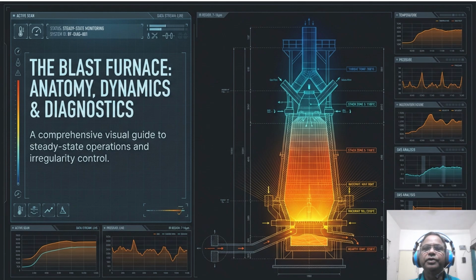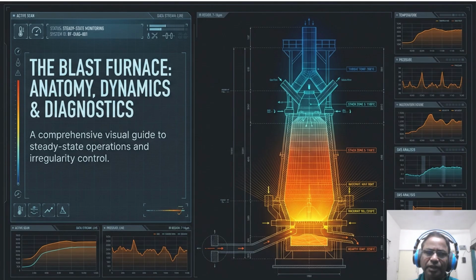Today we are focusing on steady state monitoring and the very important, or we can say essential, protocols for the irregularities control in our furnaces, in our blast furnaces. Now, our objective is to master the furnace's internal black box to ensure maximum campaign life and operational stability.